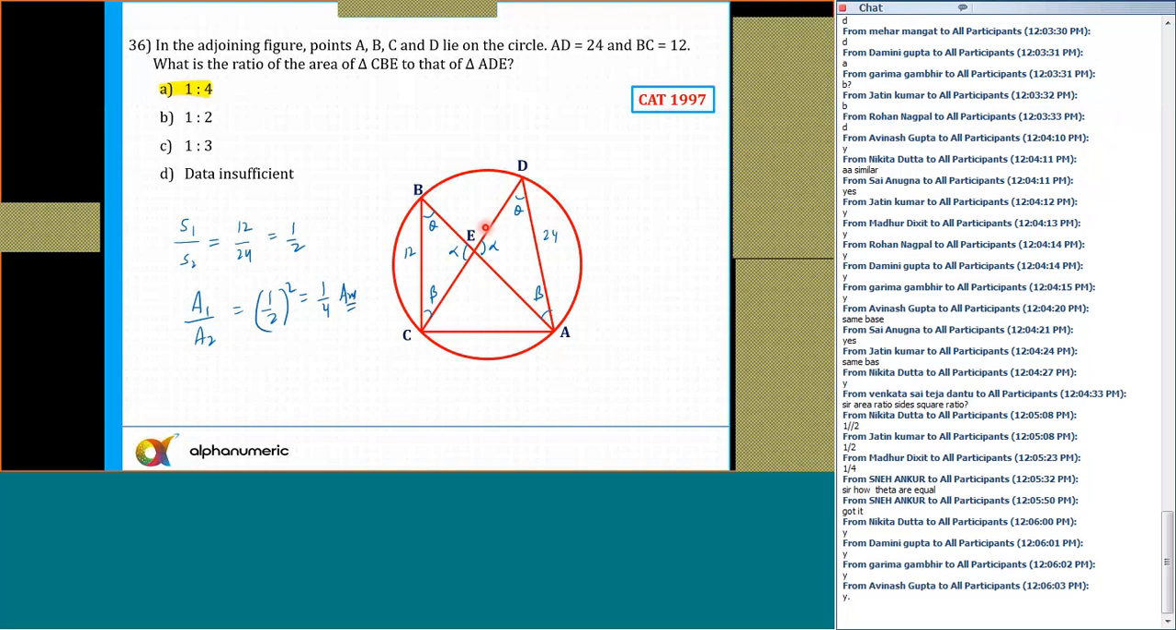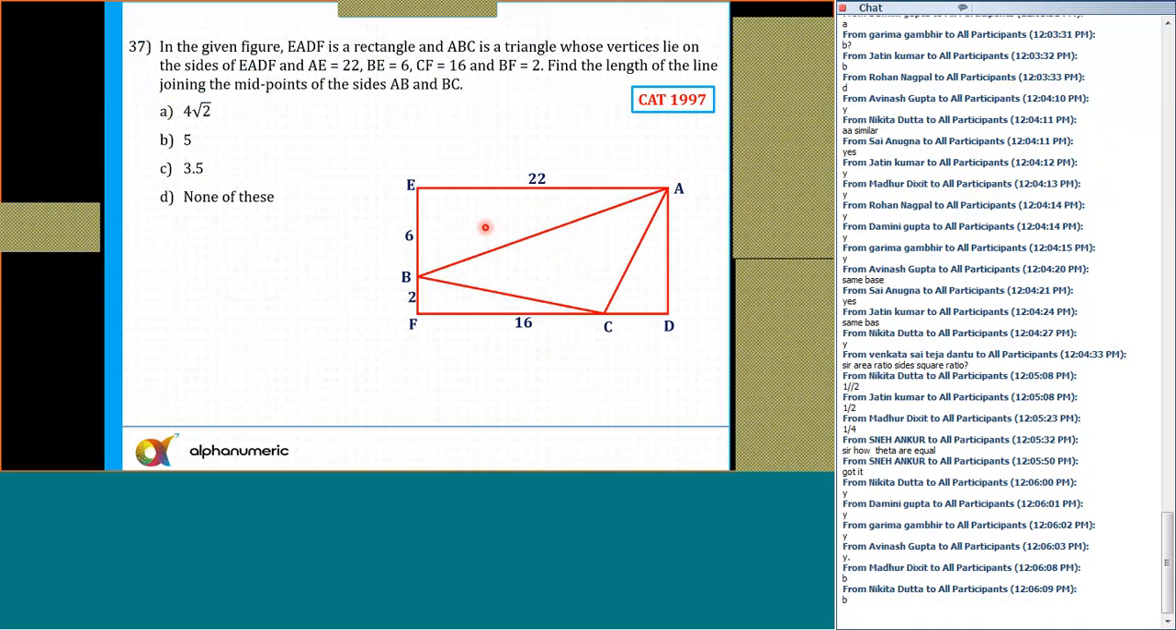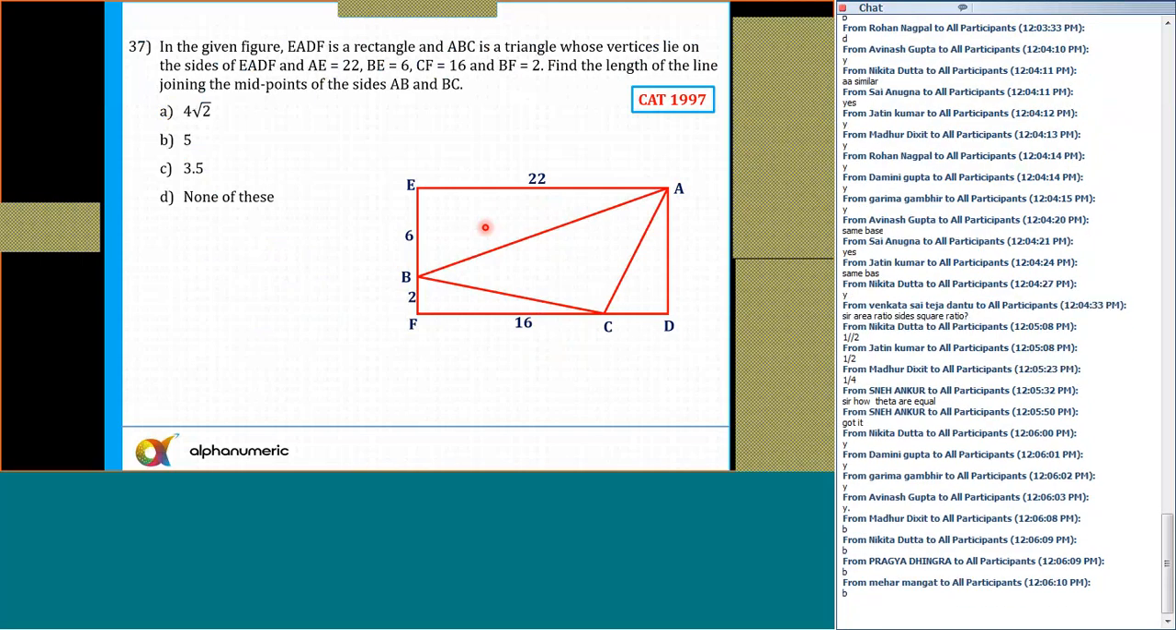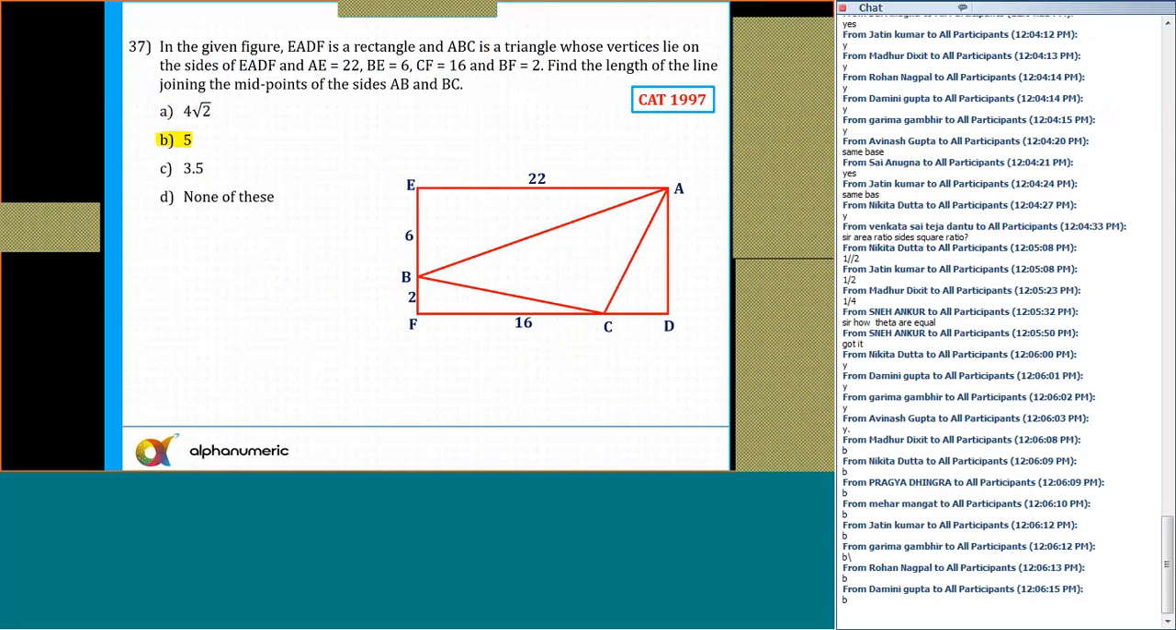So this was also an easy one. 37. Tell me the answer for 37, all of you. Yes, that's right. The correct answer is, of course, option number. Let me see. In the given figure, EADF is a rectangle and ABC is a triangle whose vertices lie on the sides. A is equal to 22, B is equal to 6, DF is equal to 2 and CF is 16. Find the length of the line joining the midpoint of the side AB and B.